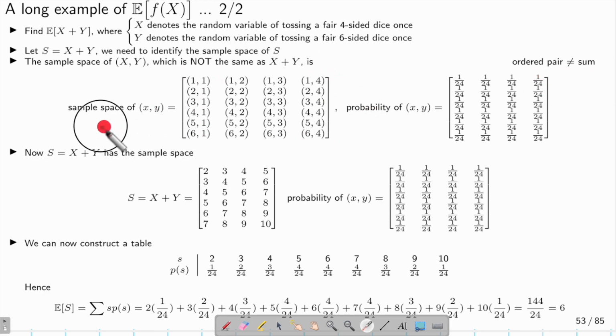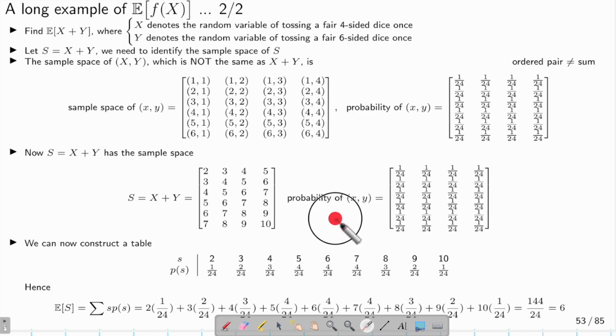These are all the possible (X,Y). And what's their probability? Since the dice are fair, all of them have equal chance to appear. There are 24 of them, so all of them have a probability of 1 over 24. Now we let S equal X plus Y. Then what is the sample space of S? We just add all the numbers here, and we get this table. Each number here has the same probability 1 over 24 because adding them does not change the probability.